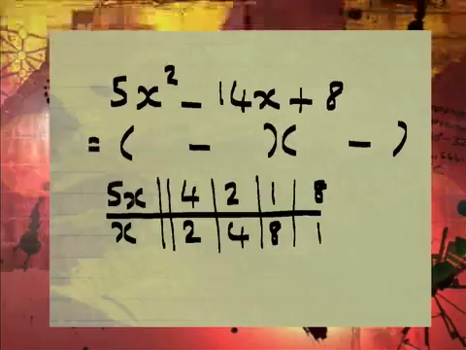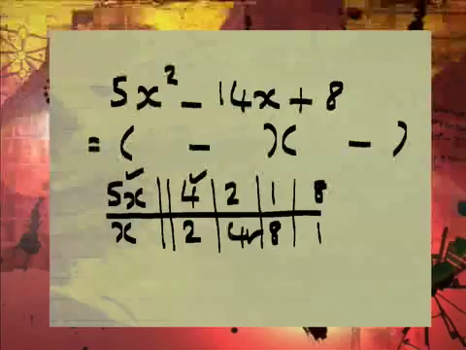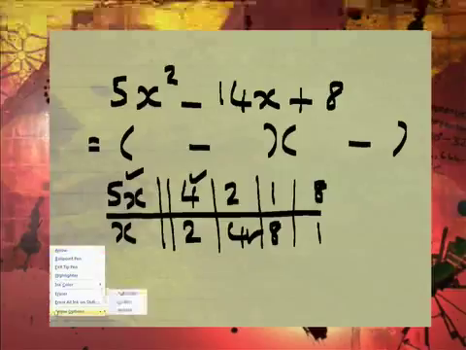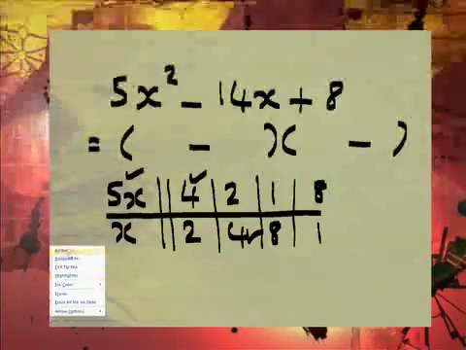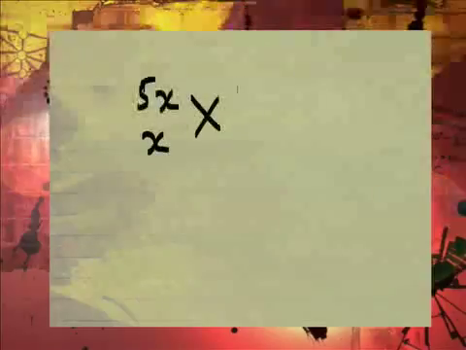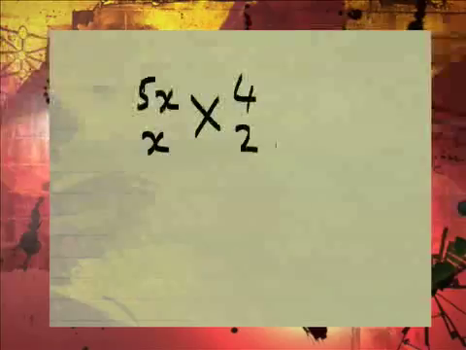Now we need some options here. Well, we can only choose that one. Let's say we started with this here. Let's try those two. Well, what do we know? Let's take it to the next slide. If we look at that, I'm going to take 5x and x and 4 and 2. So let's write that down. So we've got 5x and x, and we cross it with 4 and 2 and see what we get.